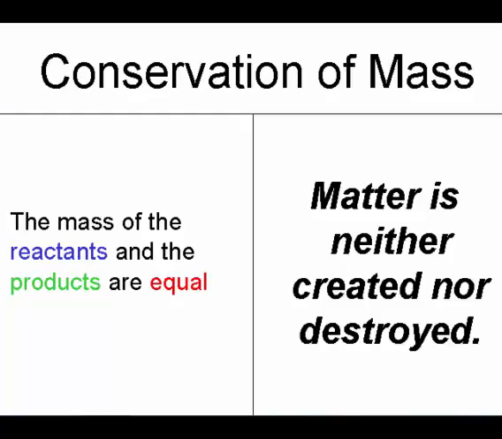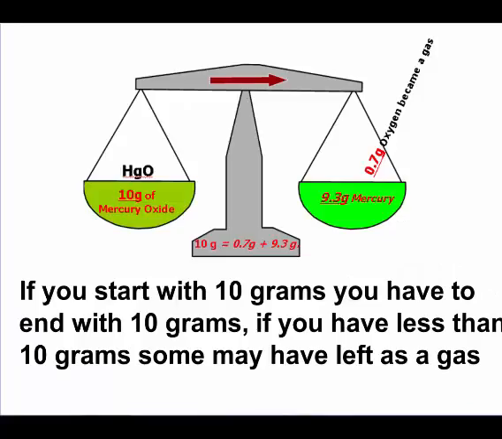The law of conservation of mass states that matter cannot be created nor destroyed. It can only change forms. In other words, the mass of the reactants and the products have to equal each other. So if I start with 10 grams of mercury oxide and I heat that up and I have less than 10 grams, I only have 9.3 grams, I must have given off some of that mass as a gas. 0.7 grams to be exact, because those two have to add up to the 10 grams that I started with.